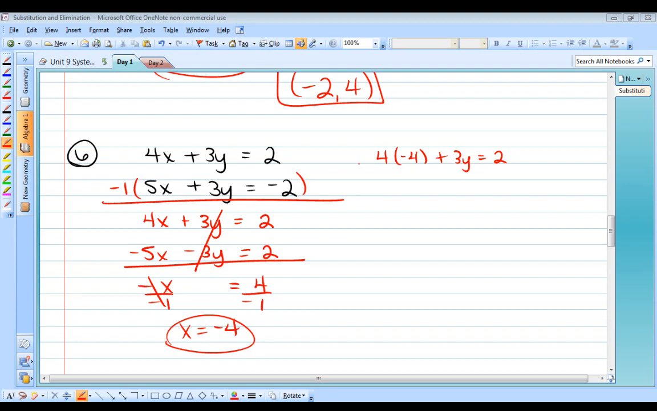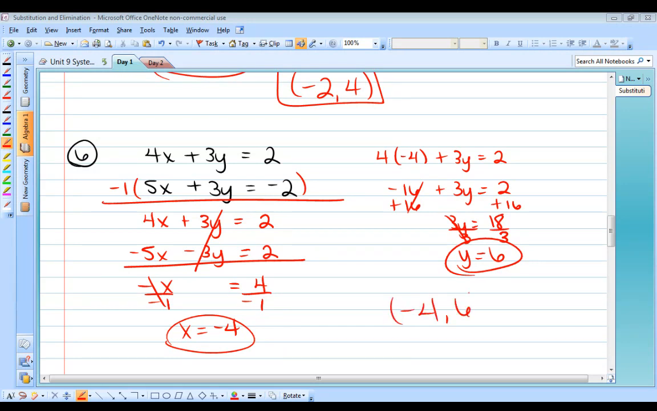So now, what's 4 times -4? Plus 3y equals 2. Now, how do I solve for y? 3y equals 18. And then what? y equals 6. And what's my ordered pair then? (-4, 6). Very good.